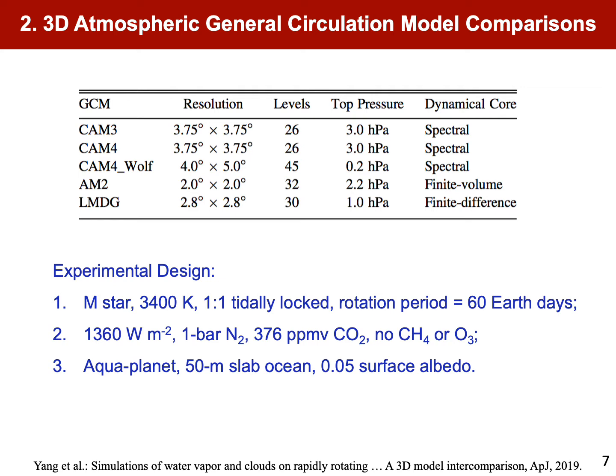We use an M star, and the rotation period is 60 Earth days. The atmosphere is Earth-like with 1 bar nitrogen and some CO2. The surface is set to an aquaplanet with an ocean depth of 50 meters everywhere. Also, the surface albedo is the same between the models.